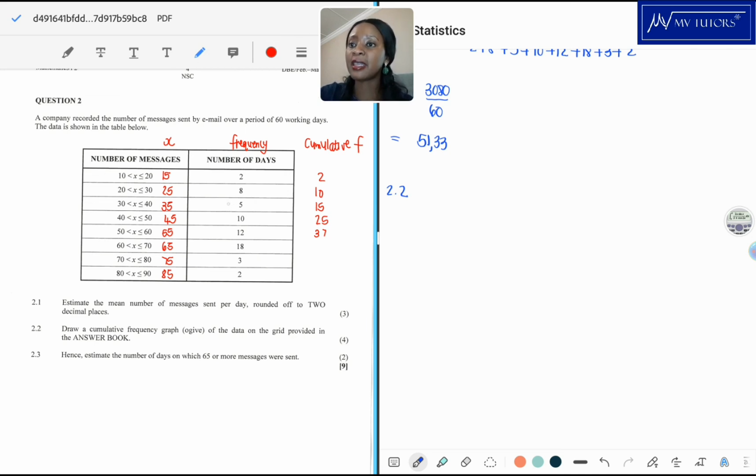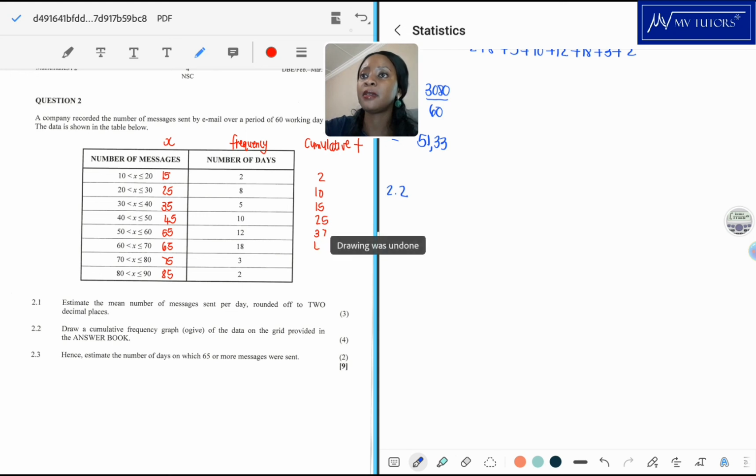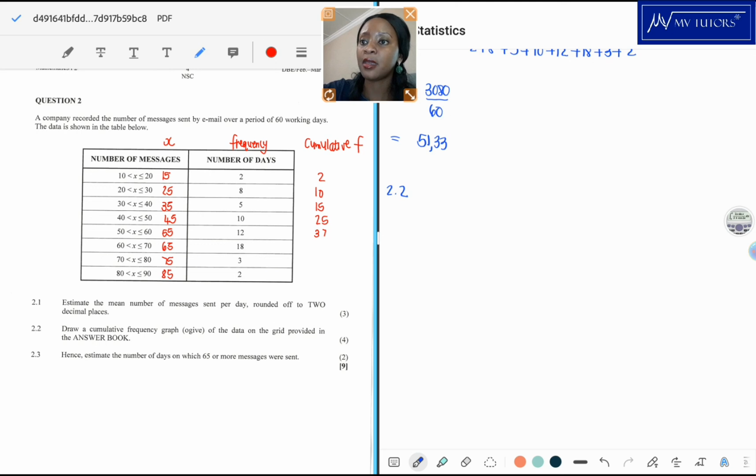Yes, okay, and then plus 18 it would be 55, sorry. So I would have 55: 37 plus 18 is 55, plus 3 I would have 58, and then plus 2, 60. Okay, so then for my number of days, and then the number of messages.